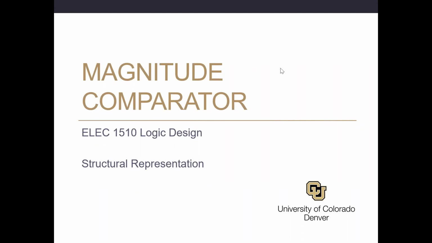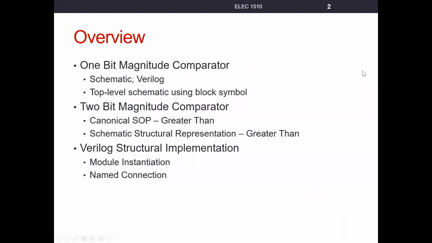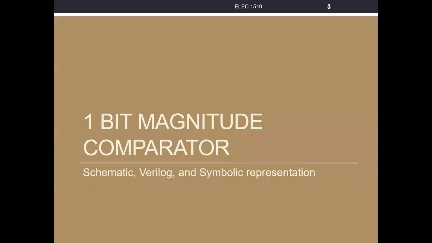We've already taken a look at another lecture, an equality comparator, and the equality comparator is part of the magnitude comparator. We'll take a look first at a one-bit magnitude comparator. We'll look at how to create it schematically, with Verilog, and symbolically, and we'll move on to a two-bit magnitude comparator and talk about how to derive its equation and structurally represent it with a schematic and Verilog.